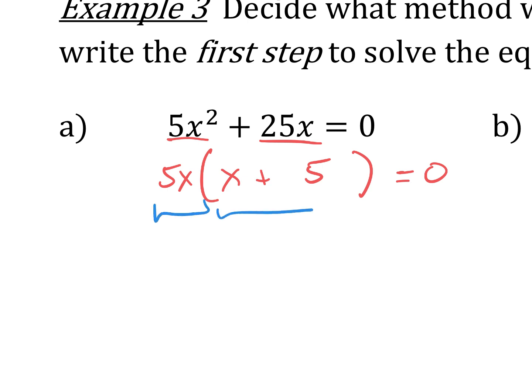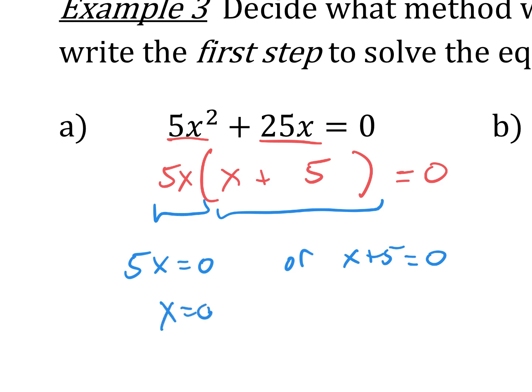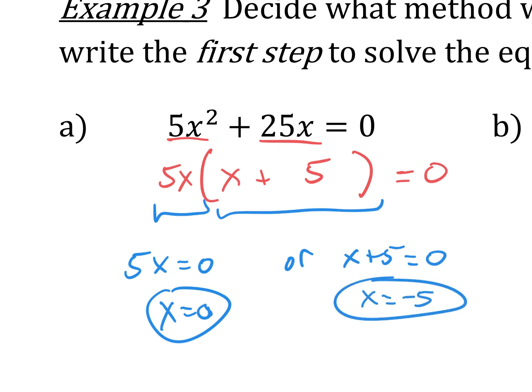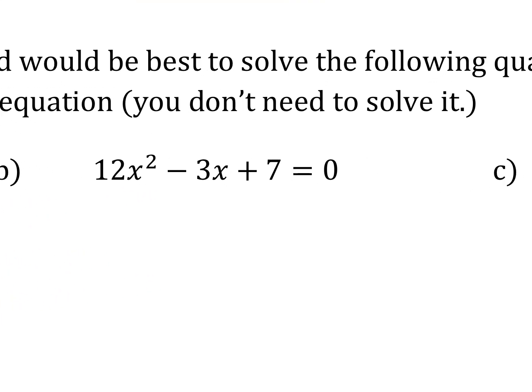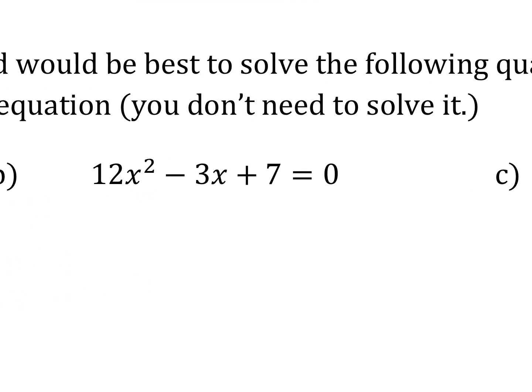So I know we said we weren't going to finish it, but the idea for finishing it is either 5x equals 0 or x plus 5 equals 0. Here, divide by 5, x is 0. Here, subtract 5 from both sides, and we get negative 5. So a little different kind of factoring. You know, we're used to trinomials, but don't forget, you can factor that binomial by looking for a common factor.